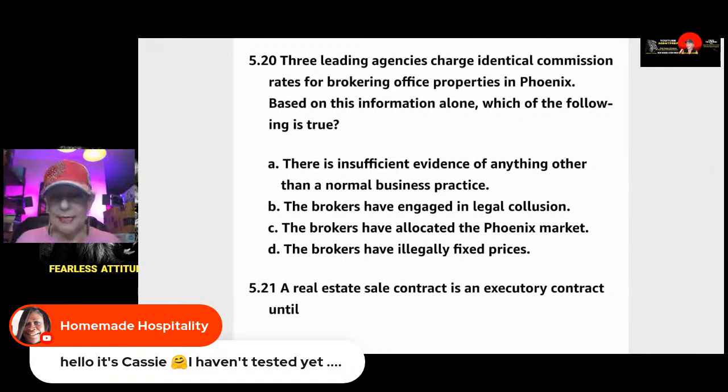So 520 is A, not D. Y'all, this is not price fixing, okay? It doesn't say they are getting together and colluding to charge the same interest. It just happens to be that they're all charging the identical commission, 6% or 7%. Very common in many areas is 6%, and it can be determined sometimes by the market as to what a seller is willing to accept or not.